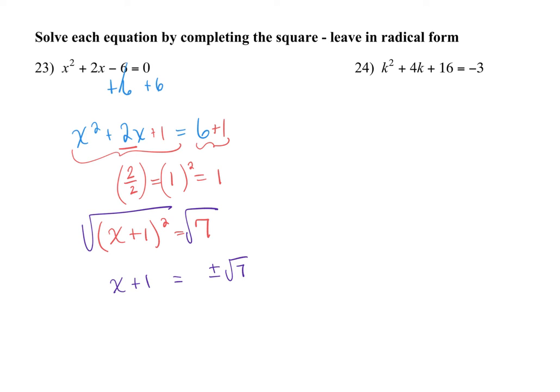I'm not quite done because I do not have x by itself yet. So I need to subtract that 1 over. Typically, the rational number goes in front and the irrational or the root goes second. So my answer here would just be negative 1 plus or minus the square root of 7. And you can leave it just like that.